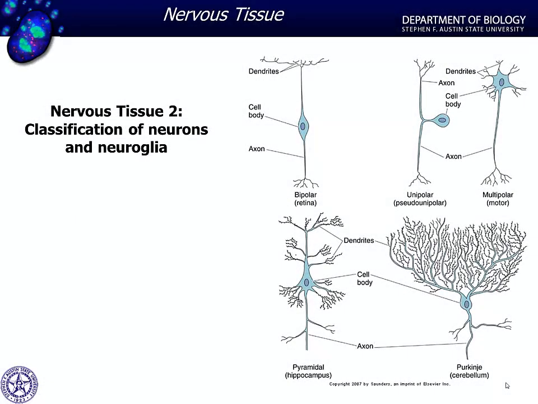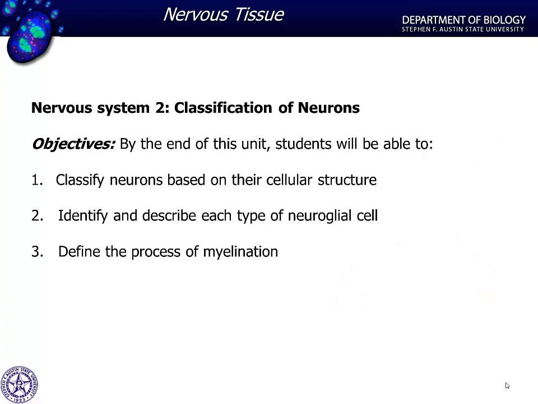Welcome to our second podcast on the nervous system. What we'll be doing in this second podcast is looking at neurons and neuroglial cells. So we'll classify the neurons based on their cellular structure, principally the number of dendrites and axons, but then we'll also describe each type of neuroglial cell, especially their histological appearance as well as function.